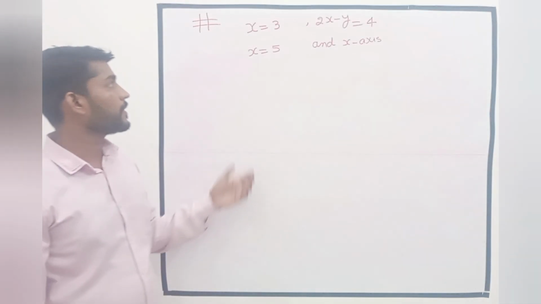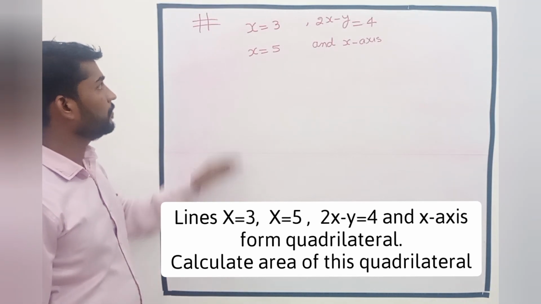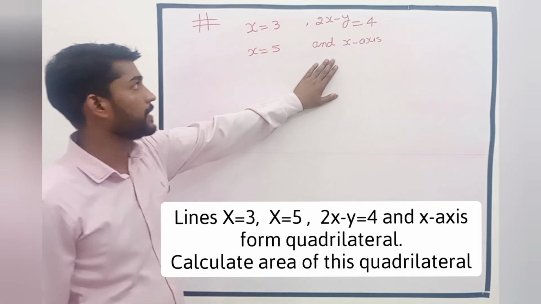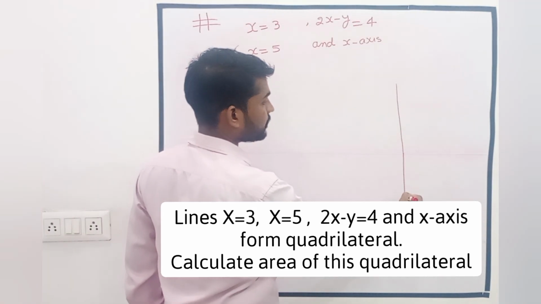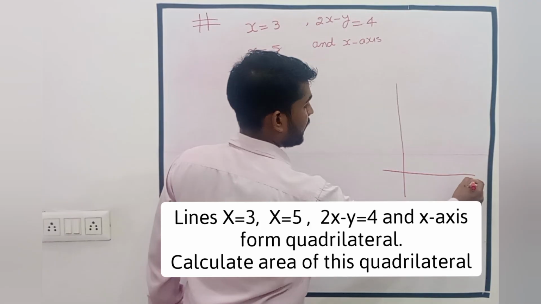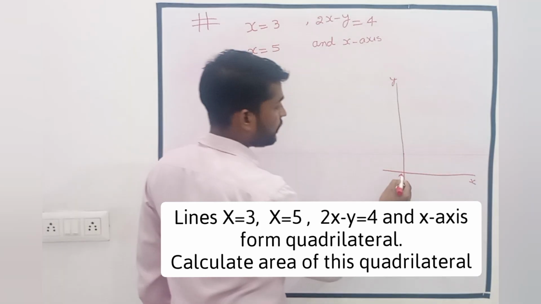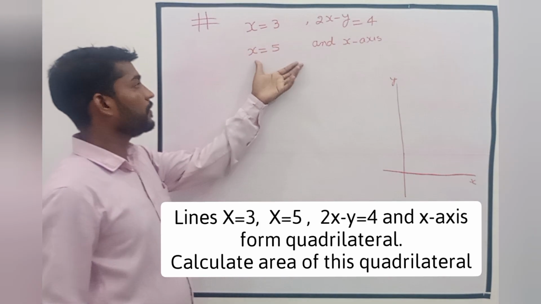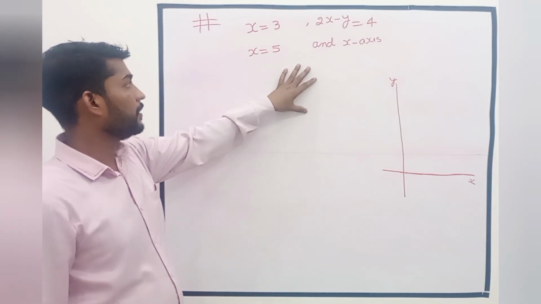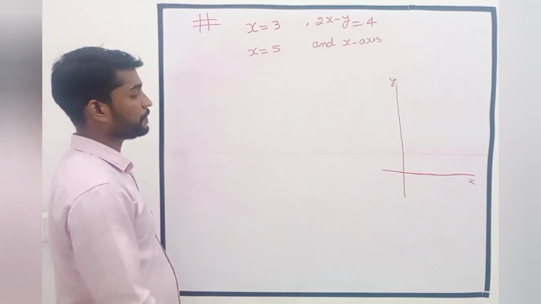Another question: we have to form the quadrilateral by forming these equations. First of all, we make the Cartesian plane, and this is the x-axis, and this is the y-axis. They are asking us to form the quadrilateral with the help of these four lines, and find the area of this quadrilateral.